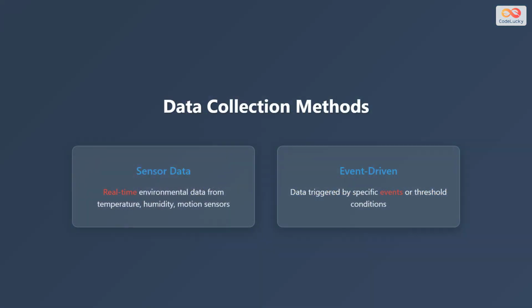Now, how do we collect data in IoT systems? There are mainly two methods. The first one is sensor data collection, which involves gathering real-time environmental data from various sensors, such as temperature, humidity, and motion sensors. The second method is event-driven data collection. In this case, data is triggered by specific events or when certain threshold conditions are met.